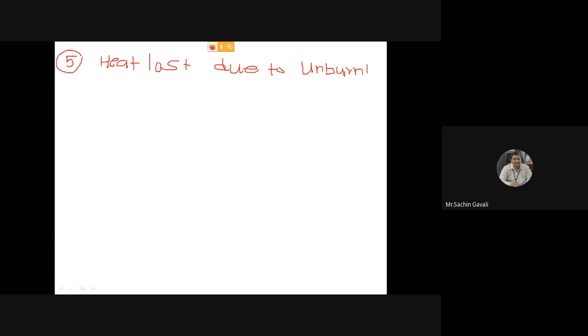Unburnt fuel. Heat loss due to unburnt fuel. Okay, right now. Next line. Some amount of fuel remains unburnt in the form of ash.